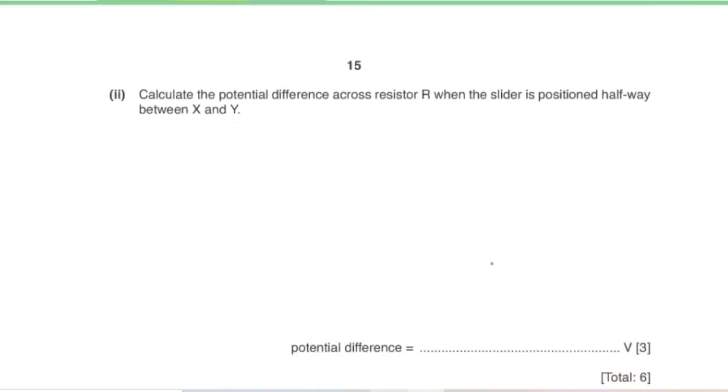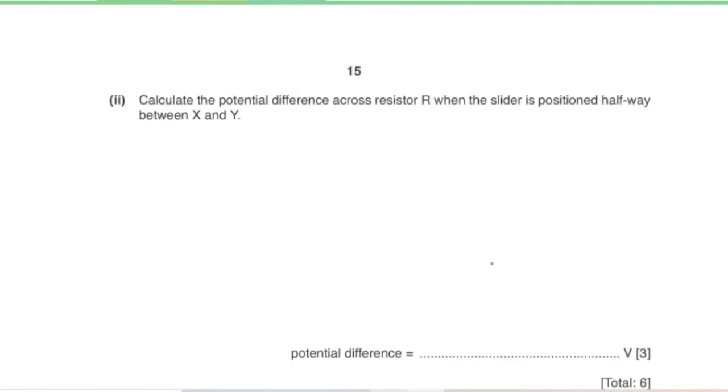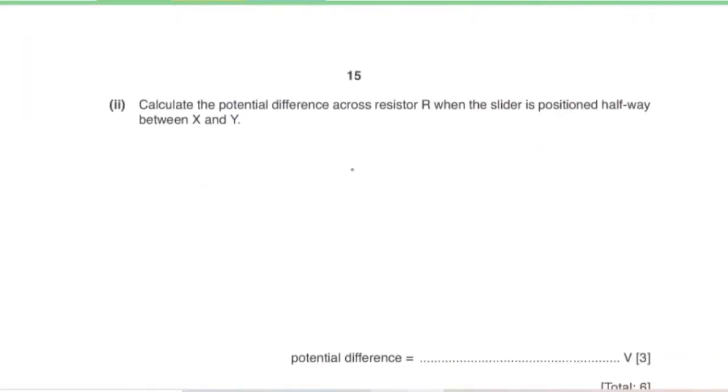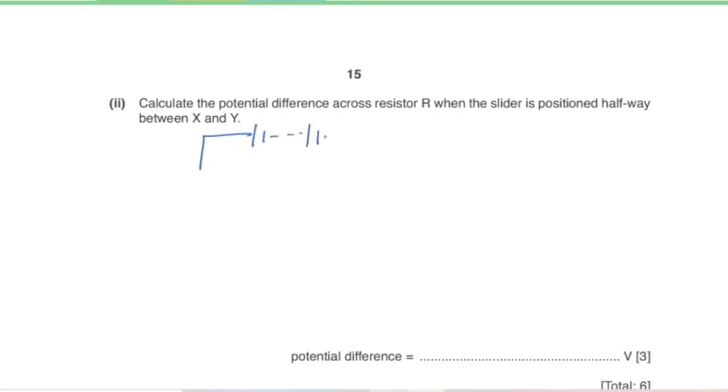Part 2, calculate the potential difference across the resistor R when the slider is positioned halfway between X and Y. So the condition is that now the jockey has been moved to halfway through X and Y, just like it is in figure 7.1. We can use ratio of either length or resistance to get PD across a component. When the jockey is put halfway through X and Y, our new circuit would look like this, where I have a 400 ohms resistor. That 800 ohms resistor has now been divided into two new resistors, and because it is halfway, the jockey has now been put halfway through X and Y.